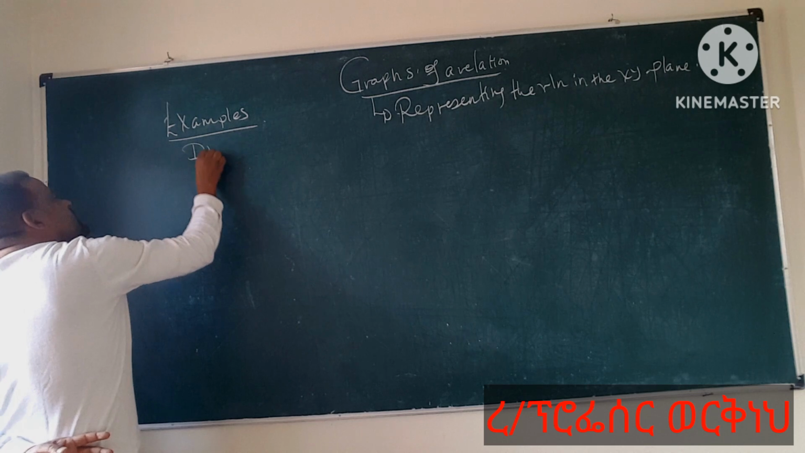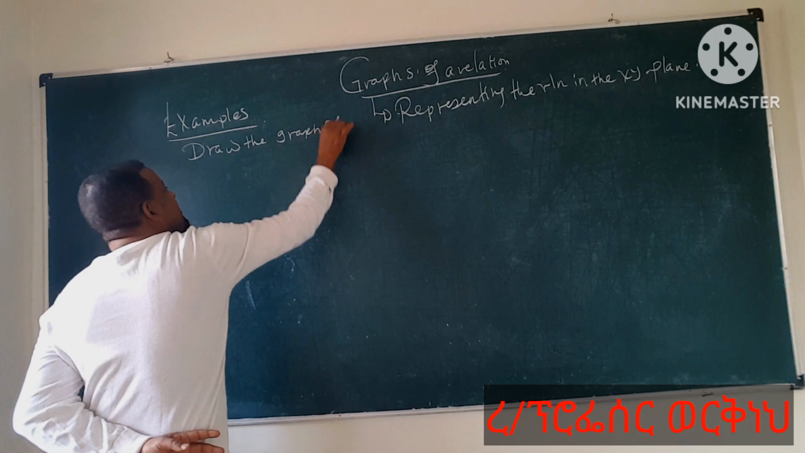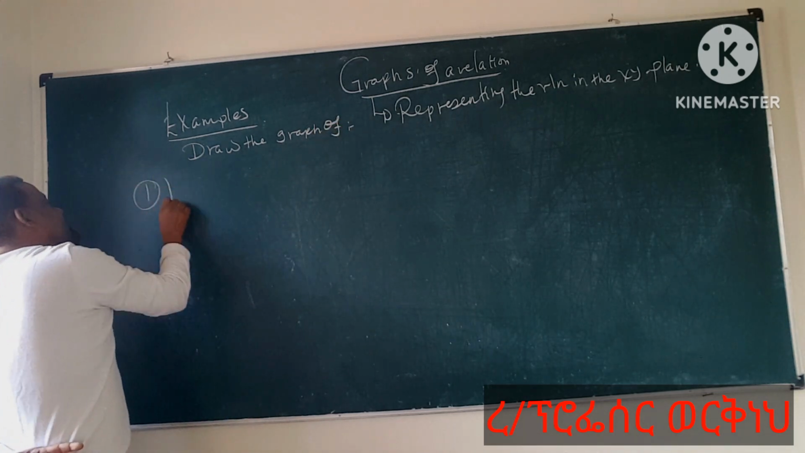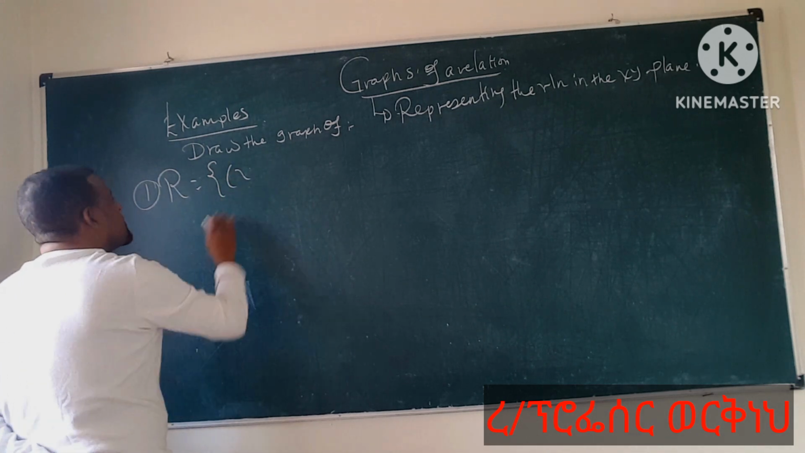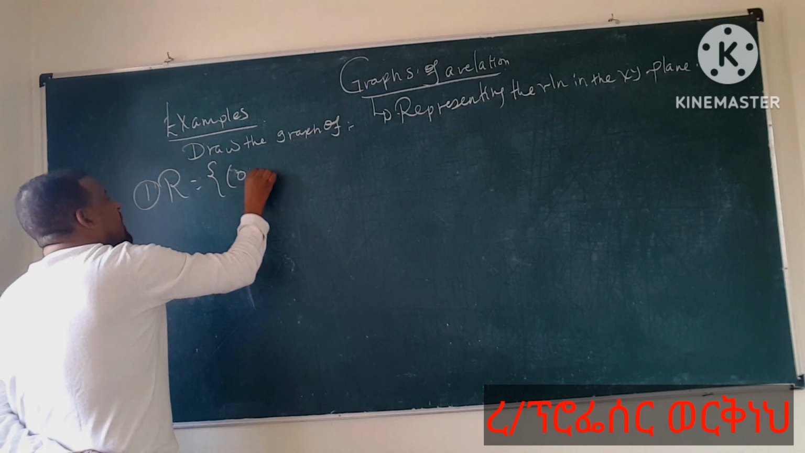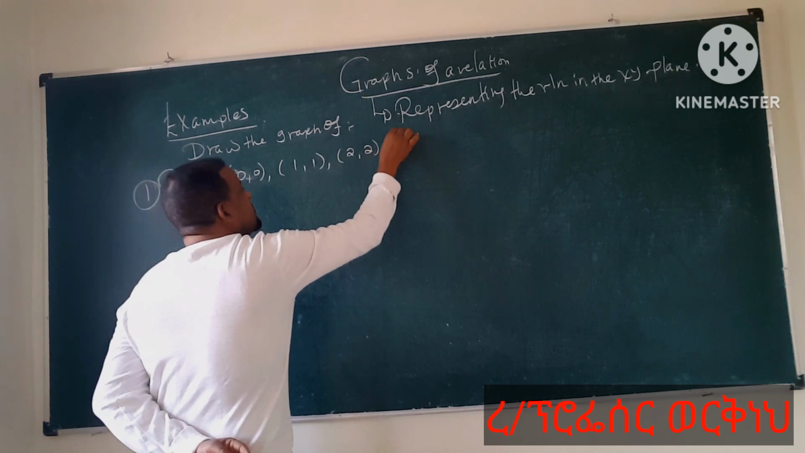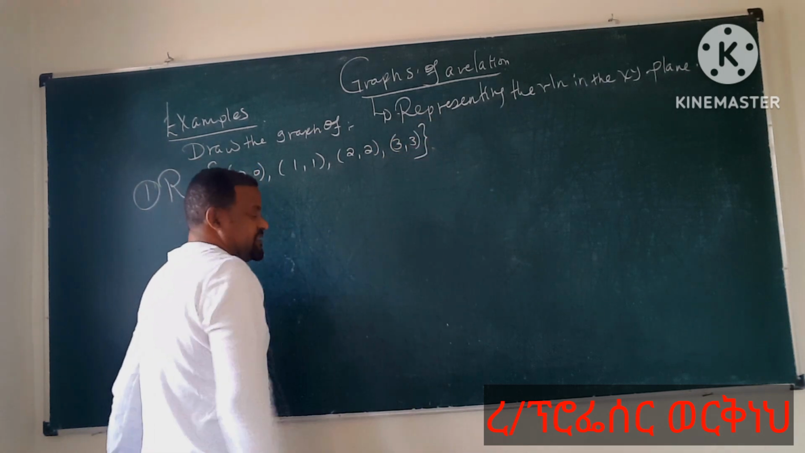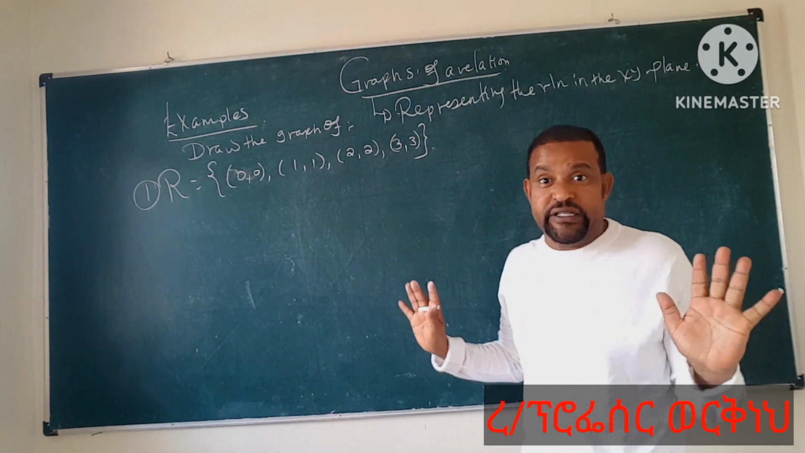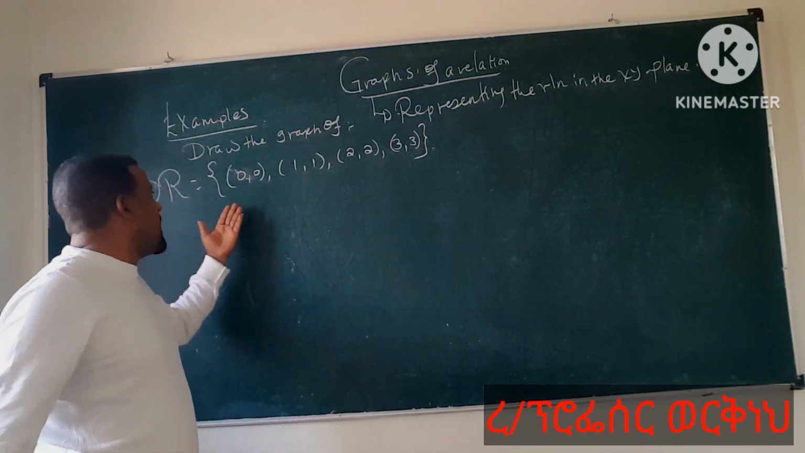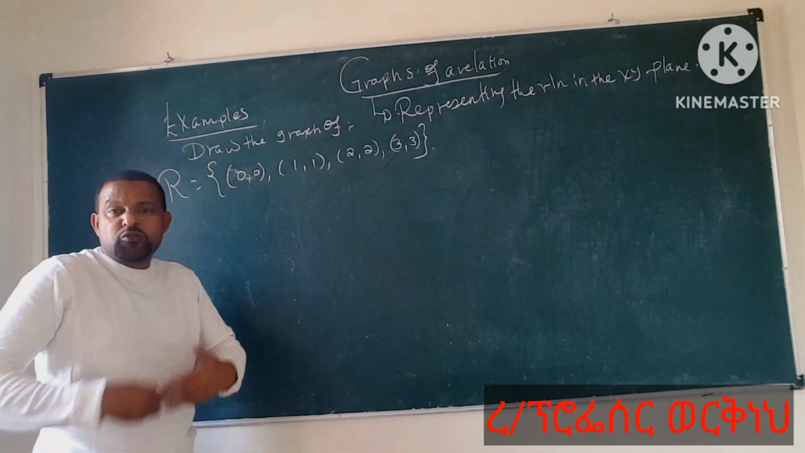Draw the graph of, say, the simplest relation. R is equal to the set of ordered pairs (0, 0), (1, 1), (2, 2), (3, 3), for example. Suppose this relation is given by the complete listing method. So how could we draw the graph?